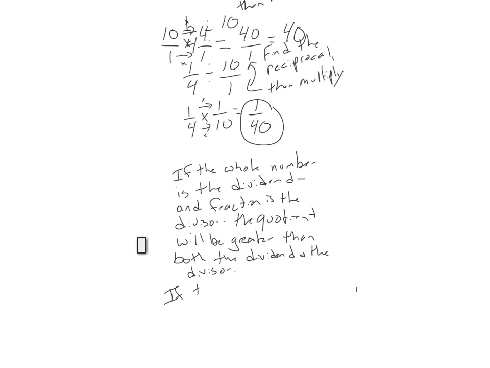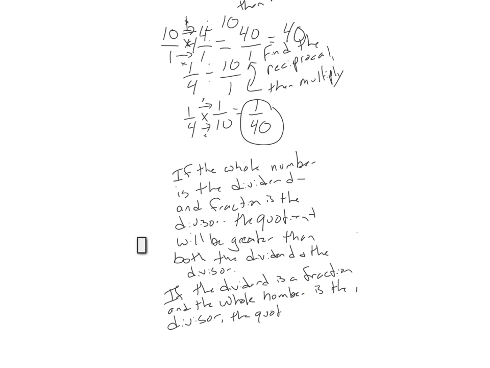Now, the opposite of that is also true. So if the dividend is a fraction and my divisor is a whole number, and let me fix my W here, okay? So if the dividend is a fraction and the whole number is the divisor, then the quotient is going to be less than both the dividend and the divisor.